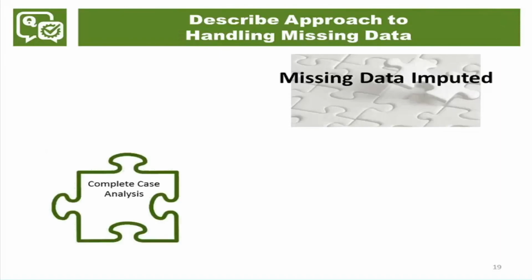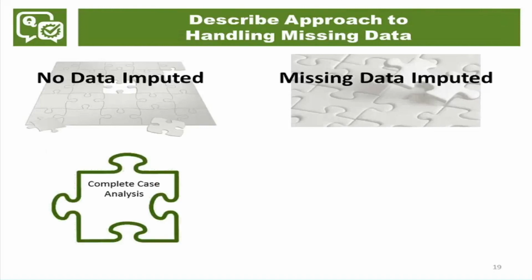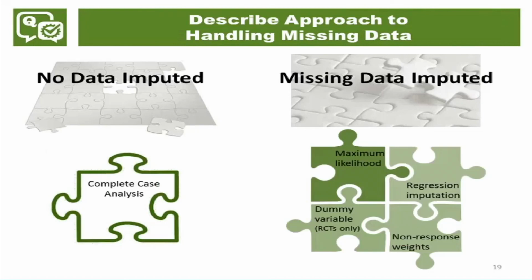Another important aspect of the analytic approach that you need to describe is the handling of missing data. Whether missing data are imputed or not imputed. And if data are imputed, you'll need to describe how and for what measures. The report should provide information on the methods that were used to deal with missing data in outcomes, in baseline measures, and other control variables. The WWC accepted methods for imputing missing data include regression imputation, maximum likelihood, non-response weights, and for RCTs, but not other designs, the dummy variable adjustment.